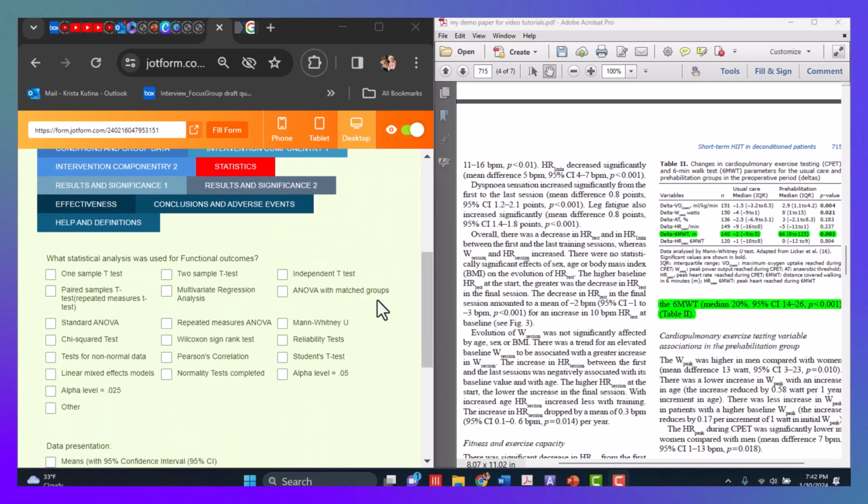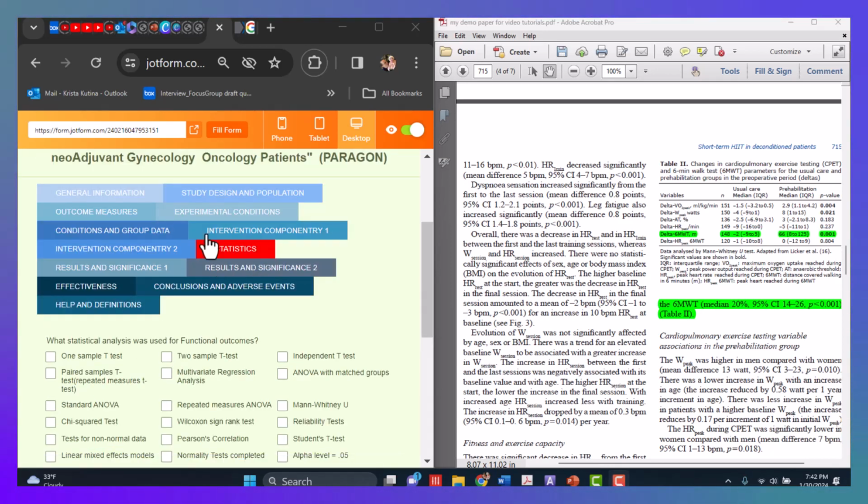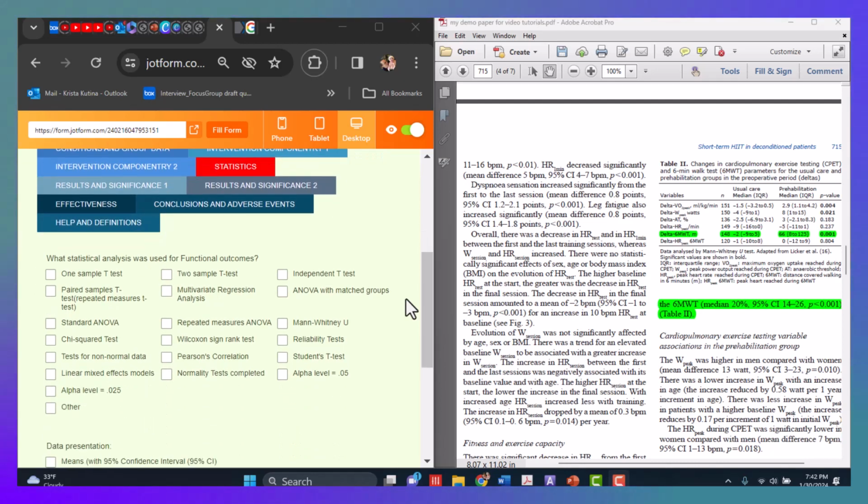The first question here is what statistical analysis was used for the functional outcomes. If you haven't listened to the outcome measures tutorial, please do so, because it is very specific and important what we are thinking of as functional outcomes and what functional outcomes we are looking at in this study.